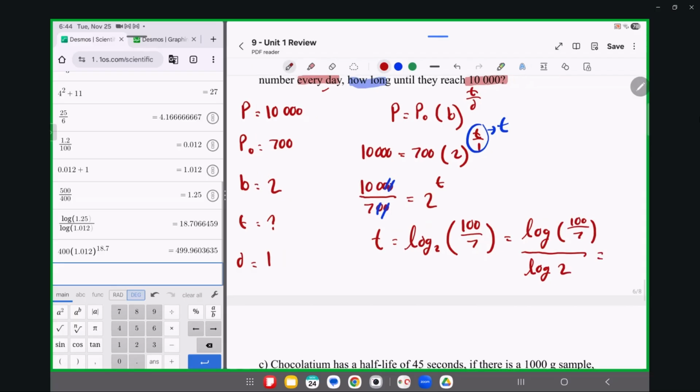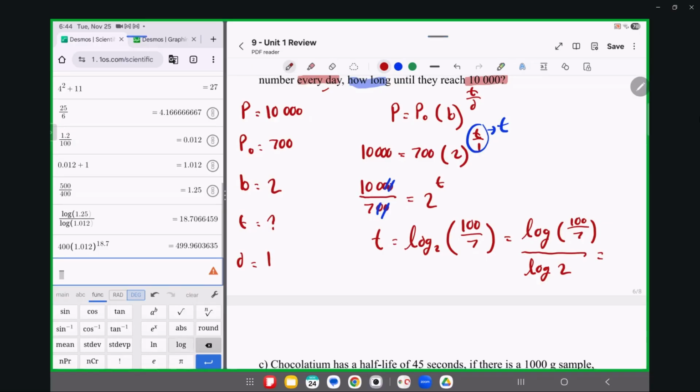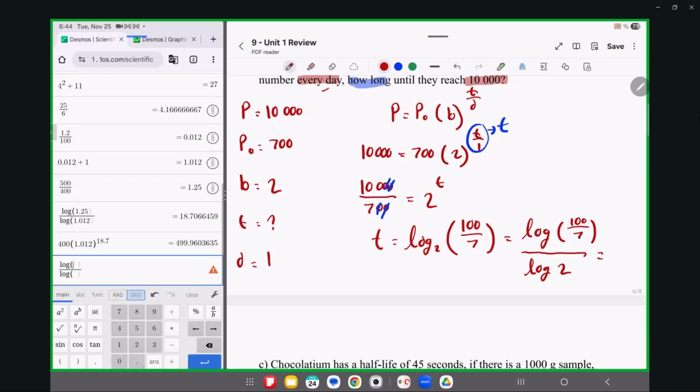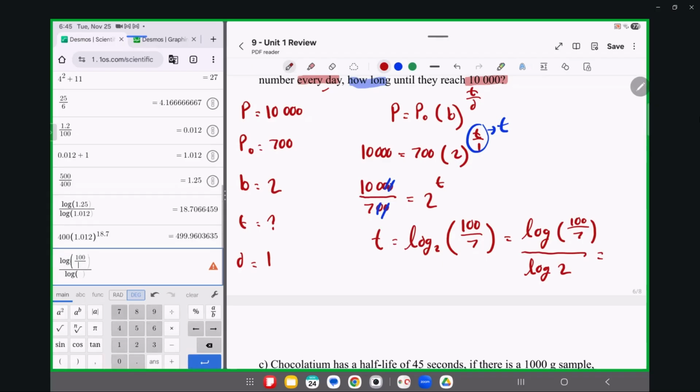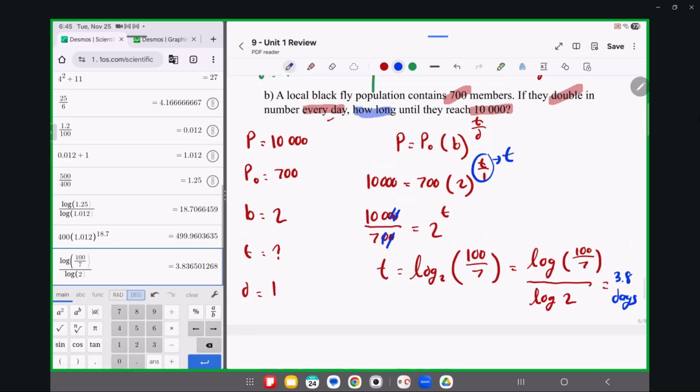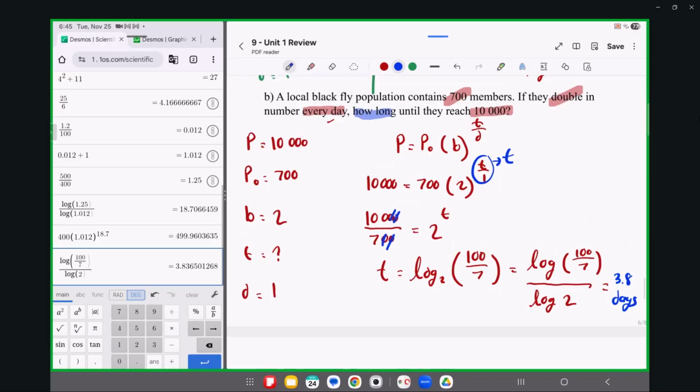Okay, so let's type this in. Log of 100 divided by 7 over top of log of 2. We get that the black flies will multiply, and they'll get there in about 3.8 days. And just like before, you might be thinking, is that realistic? Well, keep in mind, 700 doubles to 1400. The next day doubles to 2800. The next day doubles to 5600. So 3.8 days does make sense.